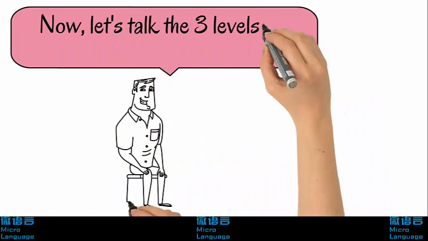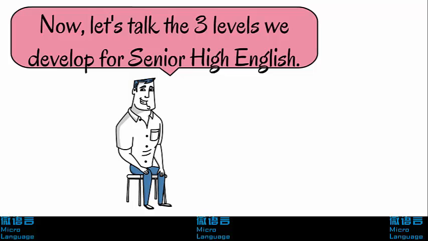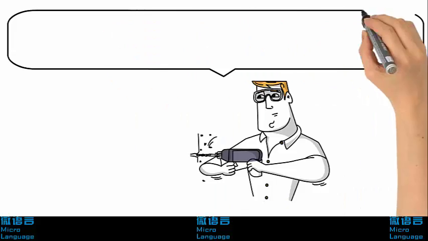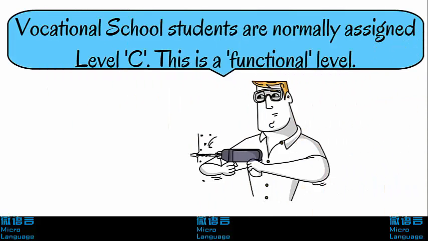Now, armed with this knowledge, I'll tell you more about the 3 basic levels we have and the kinds of activities in each so you know what to expect. At Microlanguage, some of our clients are vocational high schools. The students who attend these schools need to have a minimum rudimentary set of language skills so that they can function in the jobs they are training for.